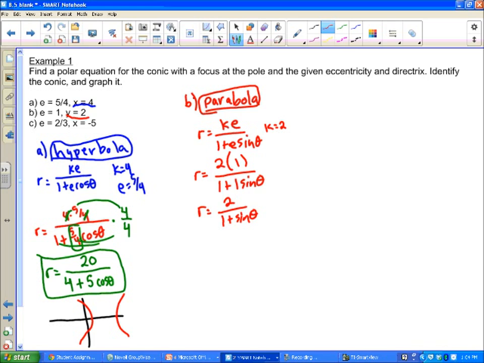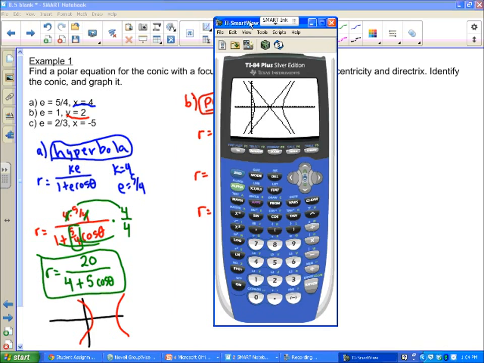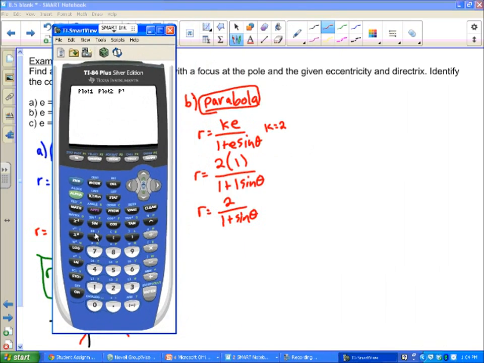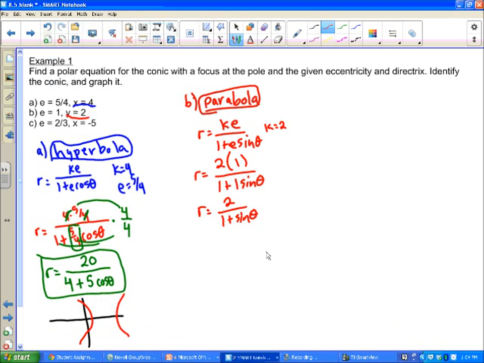Type this in. This should be a parabola. We already said, so 2 divided by 1 plus sine theta. I feel like, okay, well that works. Maybe that window wasn't best, but this is a parabola that's opening down apparently. So, here we go. There's our parabola.